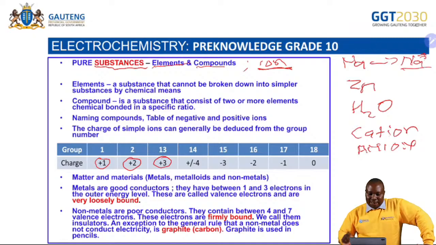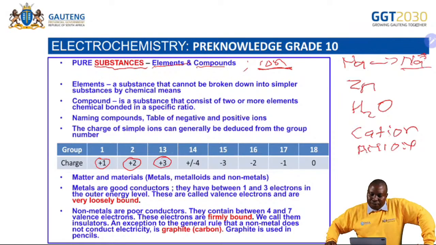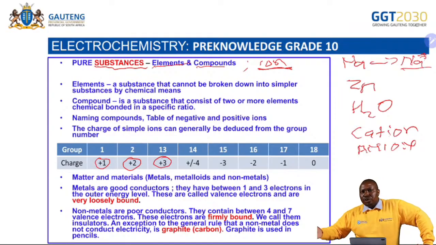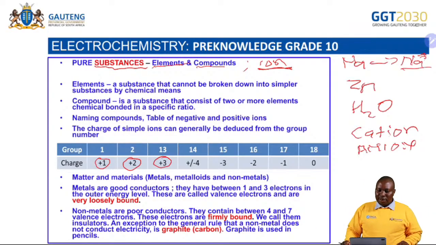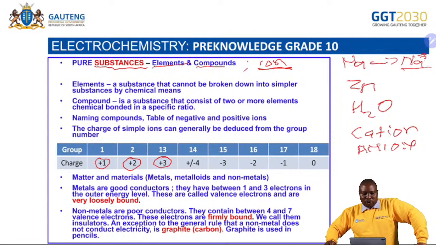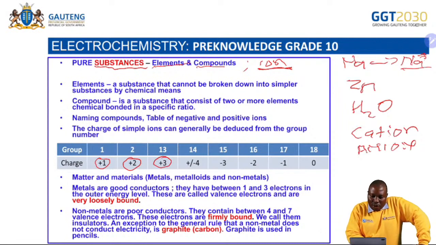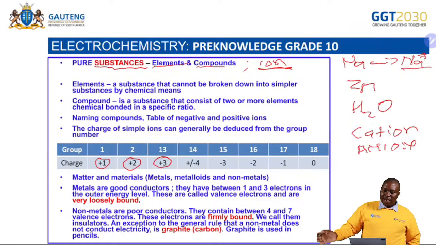Meaning that your metals, like aluminium in group 13, are able to lose 3 electrons. Magnesium in group 2 is able to lose 2 electrons. Sodium in group 1 is able to lose 1 electron. These electrons are the ones that we refer to as valence electrons. Hence, we are saying that metals are good conductors of electricity and heat.